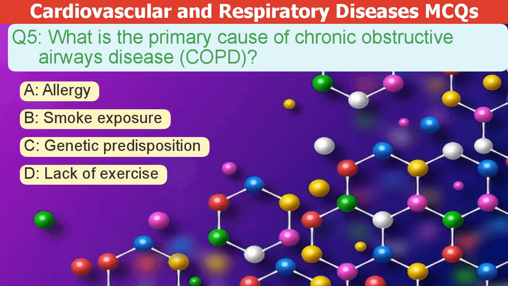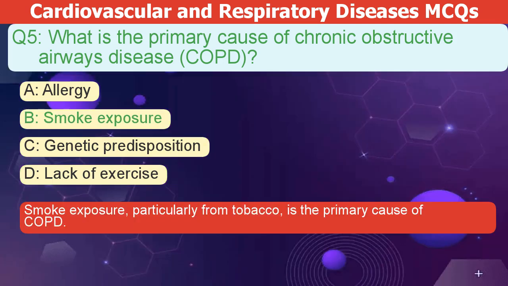What is the primary cause of chronic obstructive airways disease, or COPD? A. Allergy. B. Smoke exposure. C. Genetic predisposition. D. Lack of exercise. The correct answer is B. Smoke exposure, particularly from tobacco, is the primary cause of COPD.